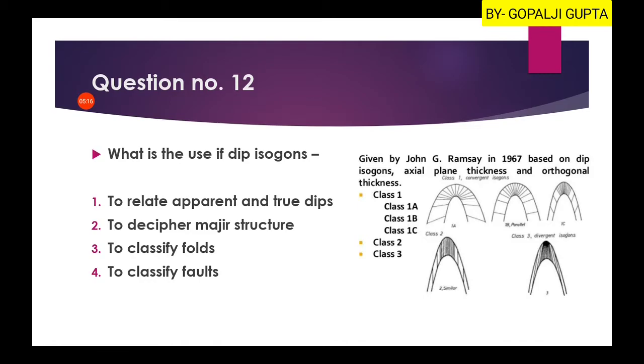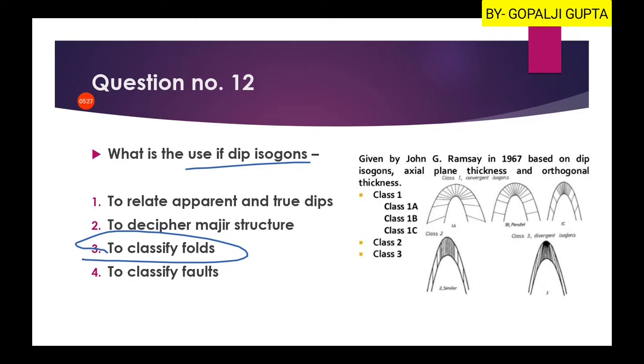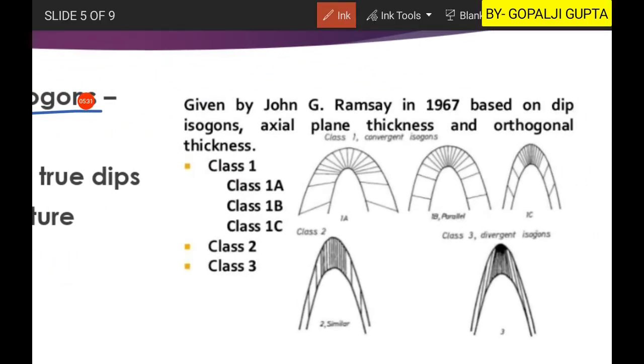Here you can see the basic definition of a dip isogon: the lines which join the points of equal inclination or equal dip. Here these are the lines of some folds, and based on these dip isogons we can say that in this area they are converging in nature, in some folds they are parallel, while in other folds they can be divergent.